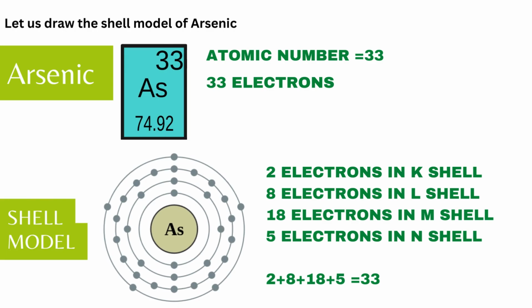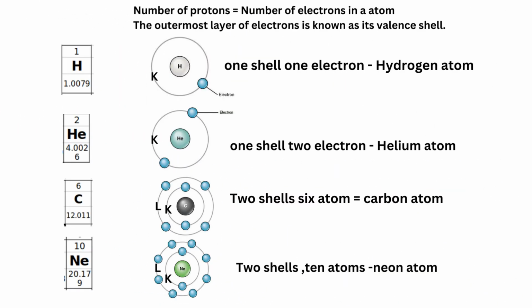Arsenic, atomic number 33, 2 electrons in K shell, 8 electrons in L shell. L shell can occupy maximum 8, so 18 electrons in M shell. M shell can hold 18 electrons. So the next 5 electrons are in N shell, total 33 electrons. Here are more examples, you can go through it.